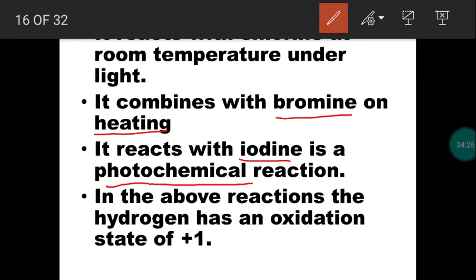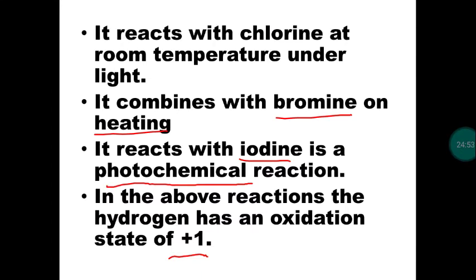So photochemical mechanism. So in all these hydrogen halides, that means HCl, HBr, HF, HI, in all these hydrogen halides, what is the oxidation state of hydrogen? +1. Hydrogen loses an electron, the electron is gained by the halogen. So this is an ionic bond. Right? So oxidation state of hydrogen is +1.